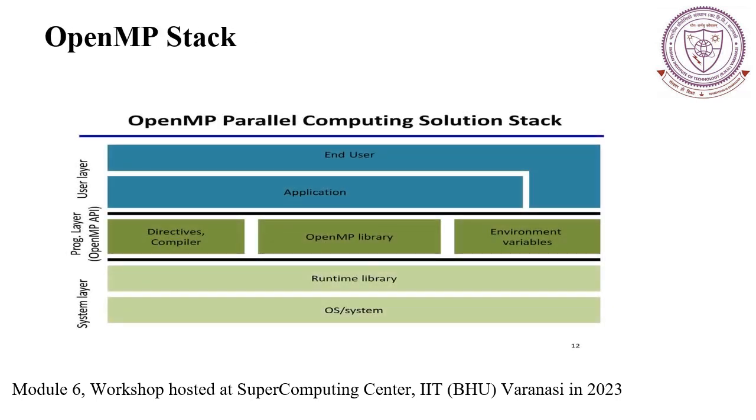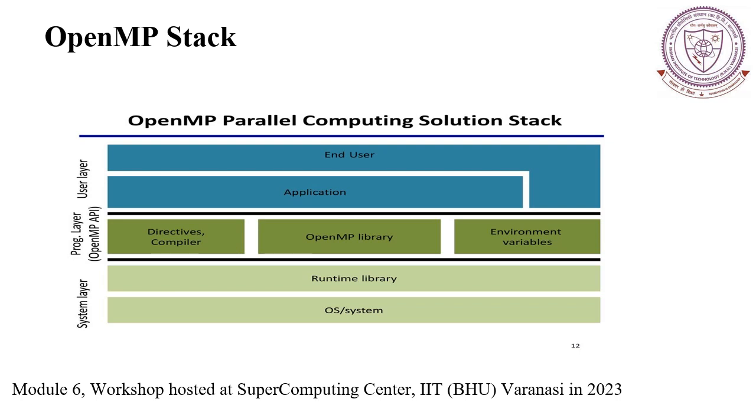Now let's see the OpenMP stack. The first is the application layer. At the top of the software stack is the application layer. This layer represents the user application code, which can be written in languages such as C, C++, or Fortran. The application code contains sections that can be parallelized using OpenMP directives, the compiler layer, and the OpenMP runtime layer.